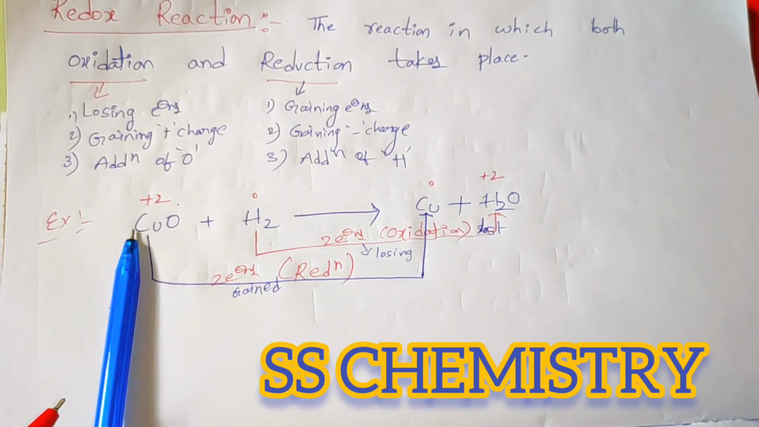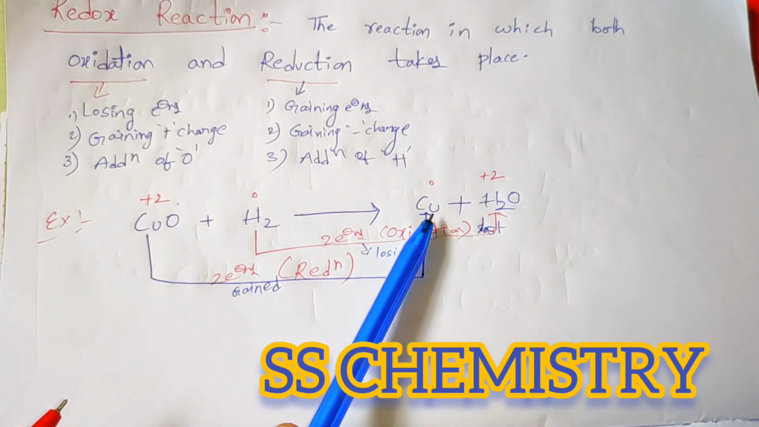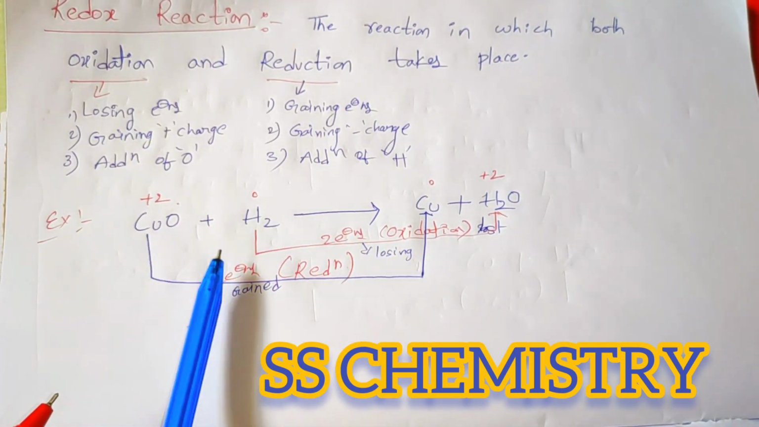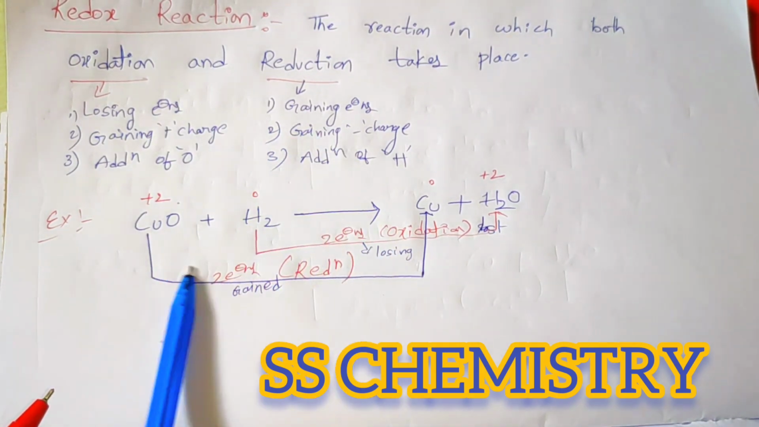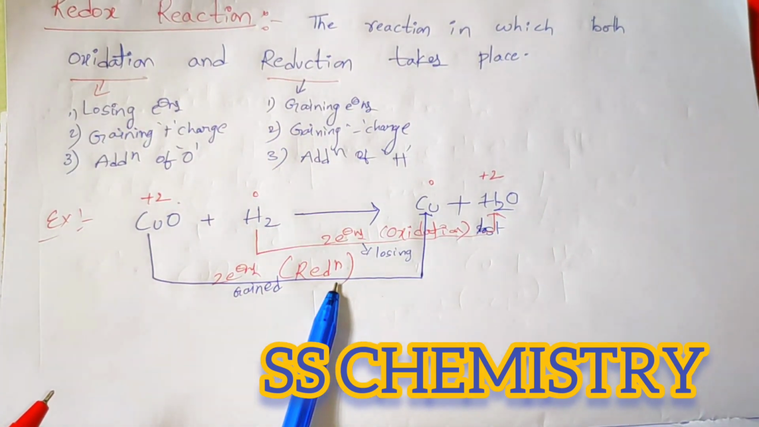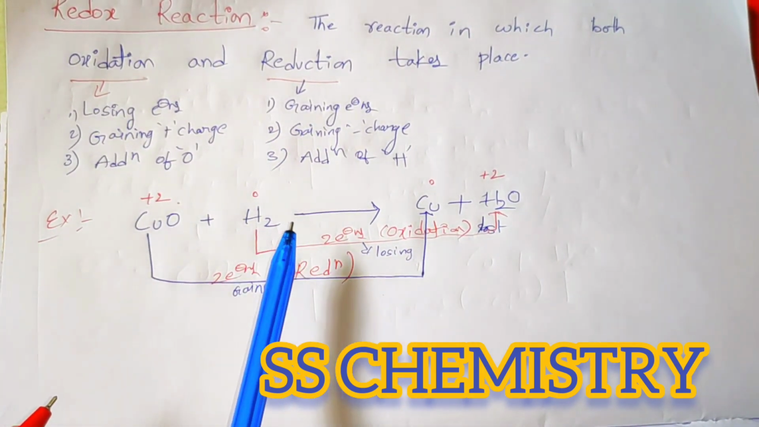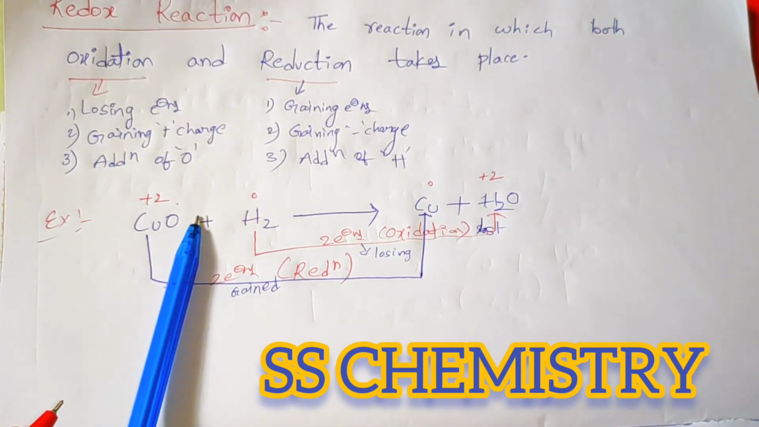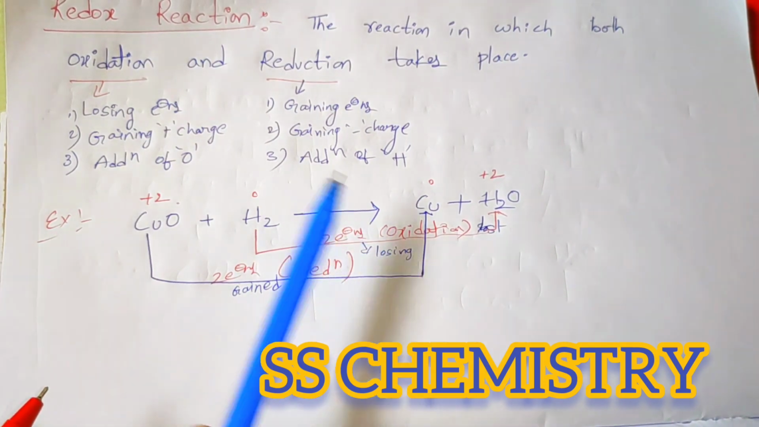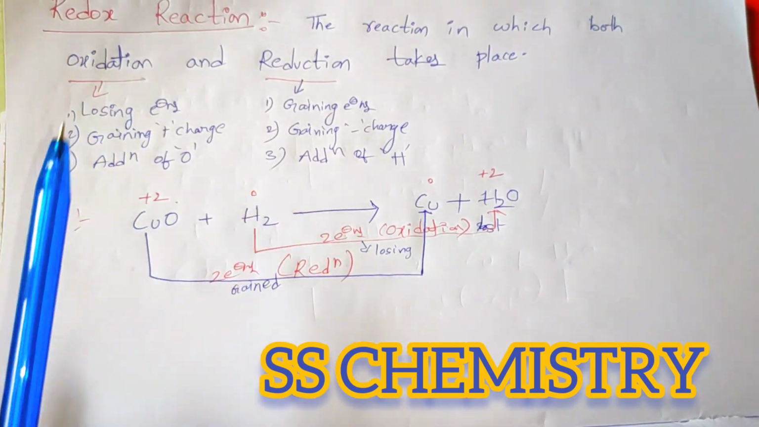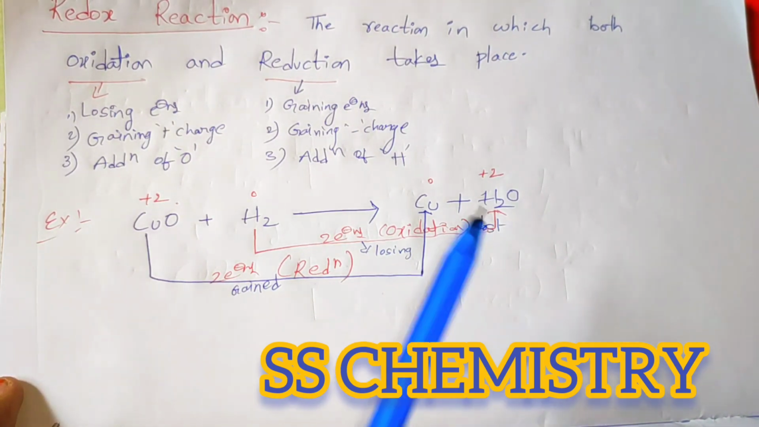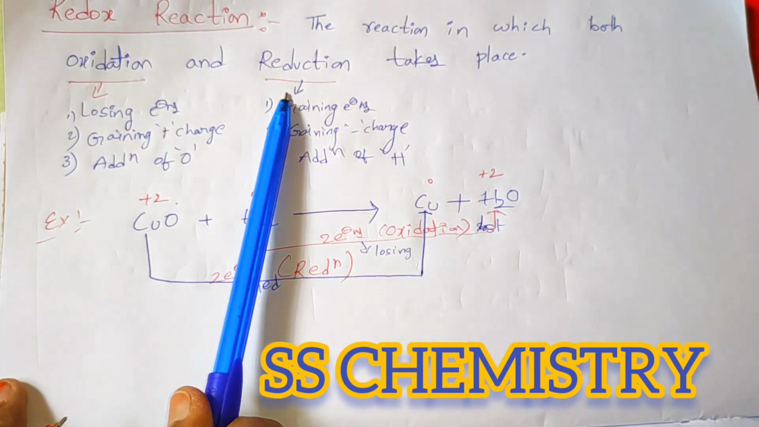Next, the second one, reduction. In copper oxide, copper is having +2. Here copper is having 0 charge. So +2 to 0 it converted, so it gained 2 electrons. So we call it reduction. Reduction and oxidation both are happening in one reaction, so this reaction is called a redox reaction. Any doubts, children? Very easy: redox reaction, the reaction in which both oxidation and reduction take place.